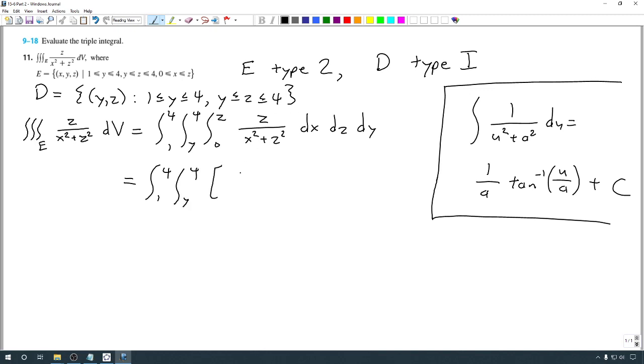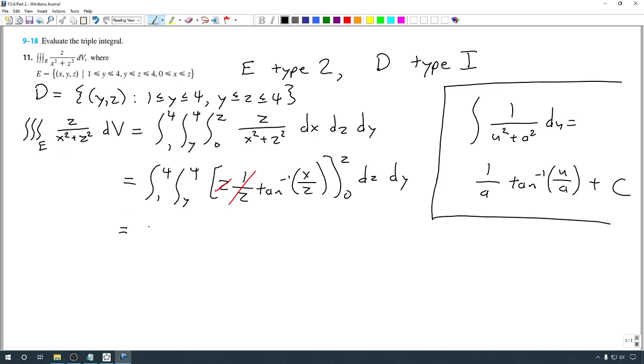So this thing becomes, well, we saw the z there. Remember, we had to multiply whatever the result is by z. But because our a is equal to z, we end up with the 1 over z times the inverse tangent of x over z. That's going to go from 0 to z. Then we saw the dz dy on the outside. Obviously, the z and the 1 over z actually cancel each other out. We just get a 1 there.